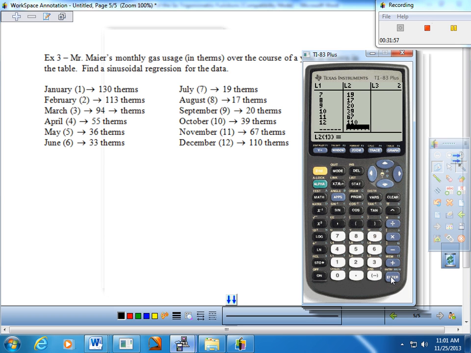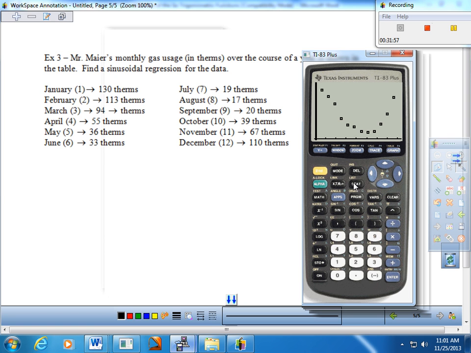Let's go ahead and take a look at this. I'm going to turn my stat plot on. If you could do the same, that would be great. And let's go ahead and ZoomStat, number 9. Is it perfectly sinusoidal? Probably not, but it's an interesting pattern nonetheless. Let's see if we can come up with a regression now.